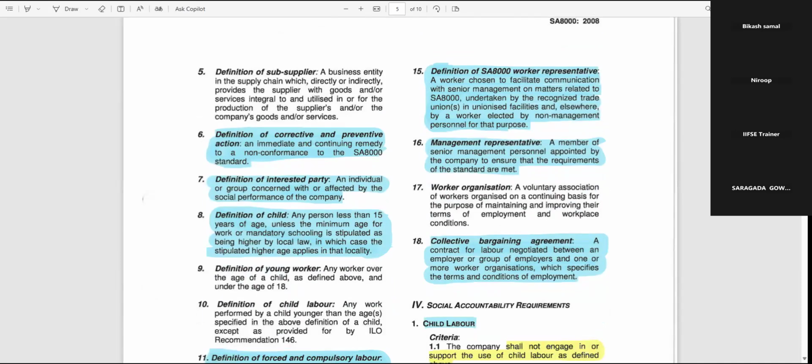Then the definition of corrective and preventive action: an immediate and continuing remedy to a non-conformance to SA 8000. When it's a non-conformance, it is a non-fulfillment of a requirement. In the sense, it is not meeting the requirement of SA 8000. Okay. Then the definition of interested party.